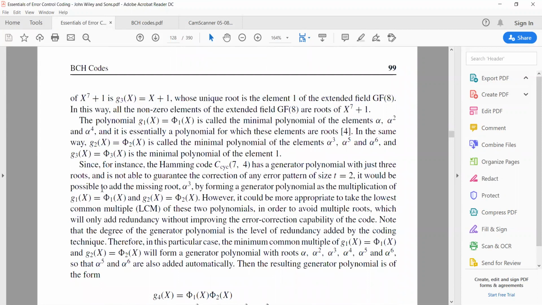So here it is the technique. Since, for instance, the Hamming code or cyclic (7,4) code has a generator polynomial with just 3 roots and is not able to guarantee the correction of any error pattern of size t equals 2, it would be possible to add the missing root alpha cube by forming a generator polynomial as the multiplication of g1(x) and g2(x). Very important.